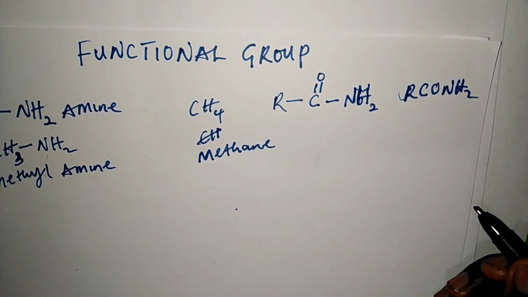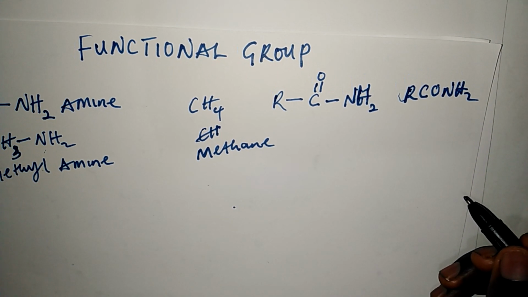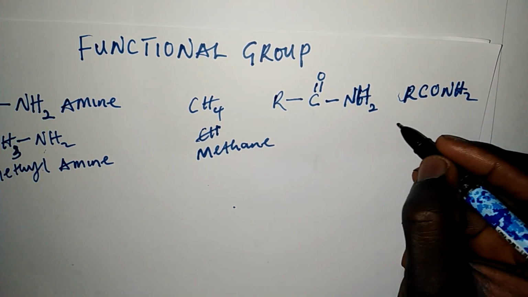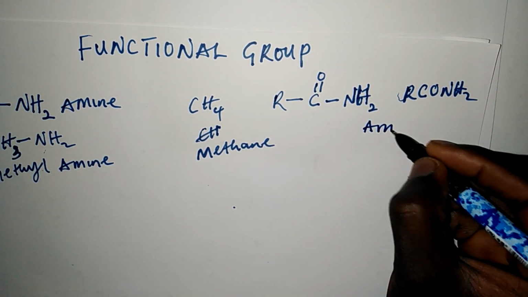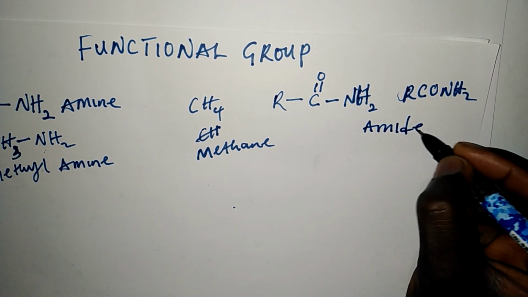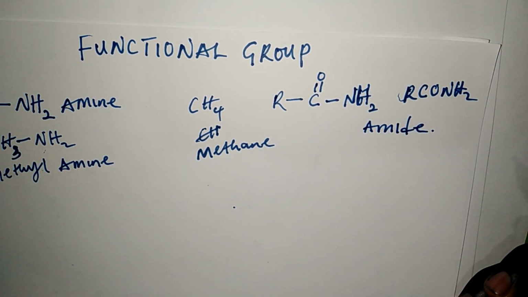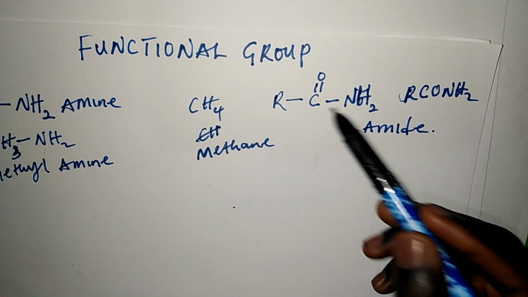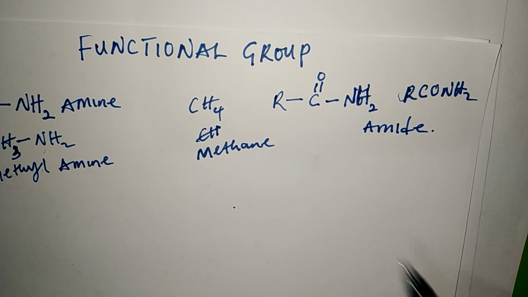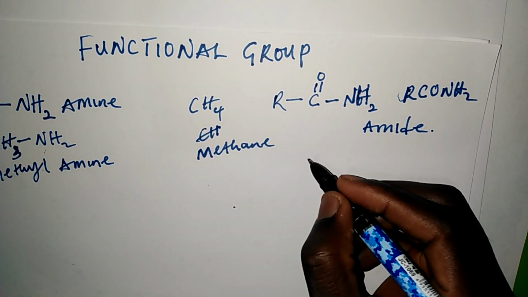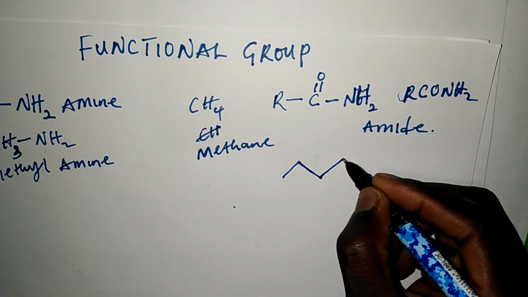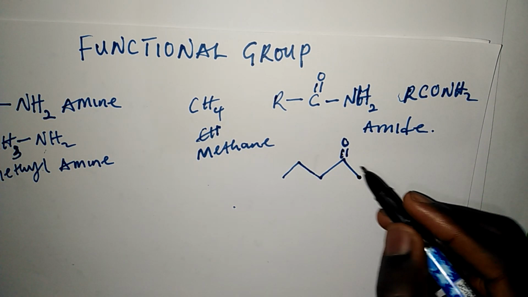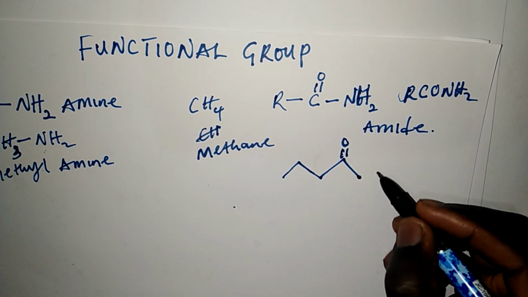Now, in both cases, what do you call this particular functional group? This functional group is referred to as an amide. The difference between an amide and an amine is the presence of this carbonyl carbon. Now let's write an example of an amide. If we have something like this, here we have the carbon that carries the carbonyl carbon.